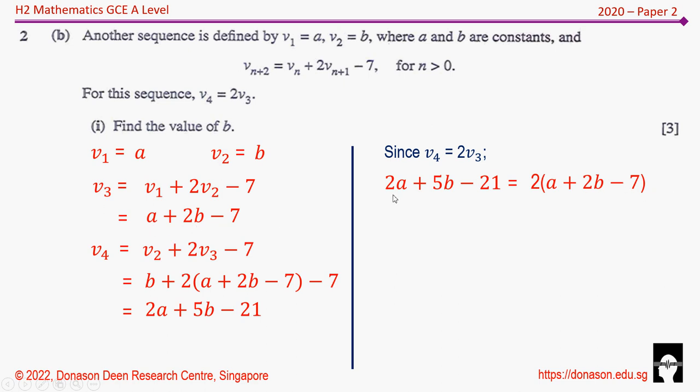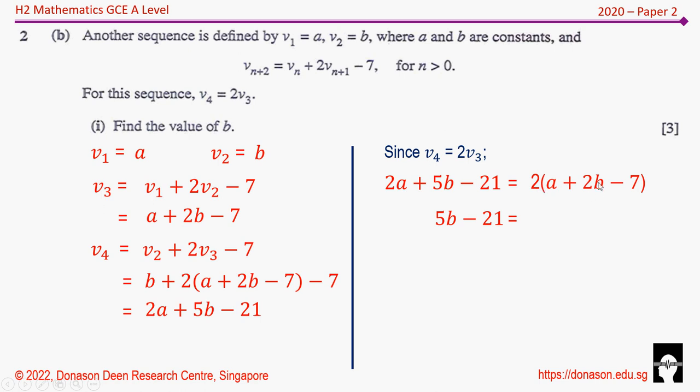Okay, so now we can actually expand this and find the value of b. So let's expand the right hand side. Twice of a, this part is 5b, minus 21. Here you have a twice of a, here also you have a twice of a. So we can cancel the twice of a.